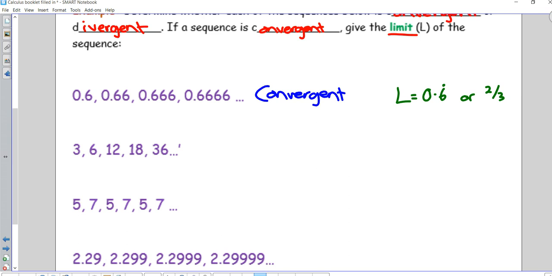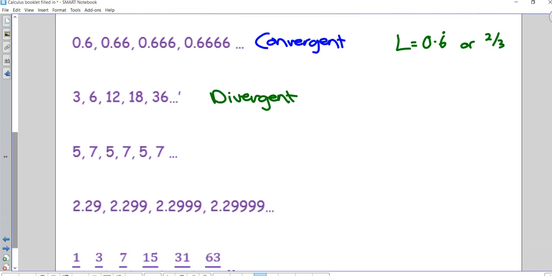So what kind of numbers are in the second sequence? It's divergent. If it's divergent, then there is no limit. So we don't say what the limit is, because there's no limit. It's just like a regular sequence. They're not approaching a constant value at all. A bit of a weird one.